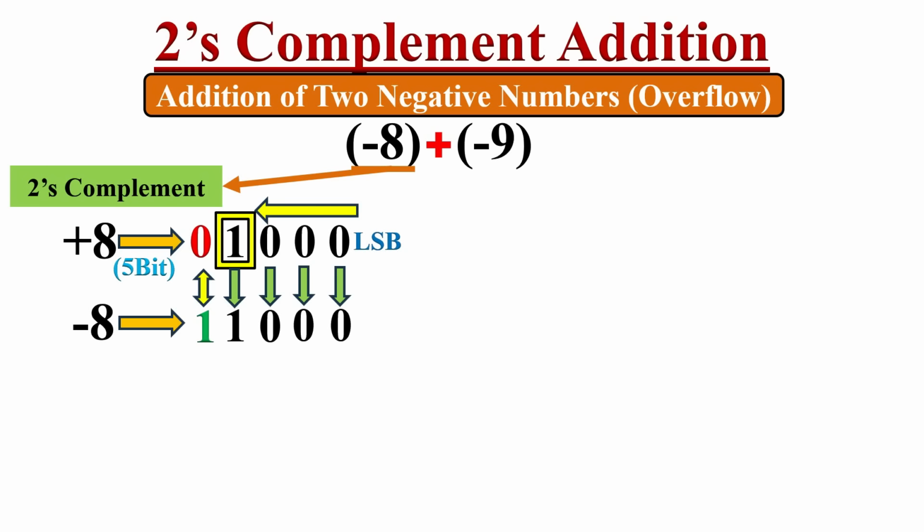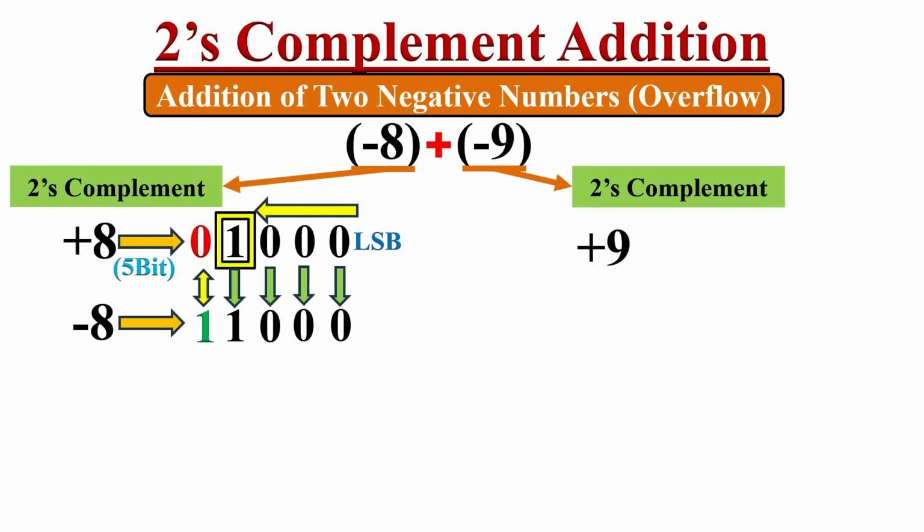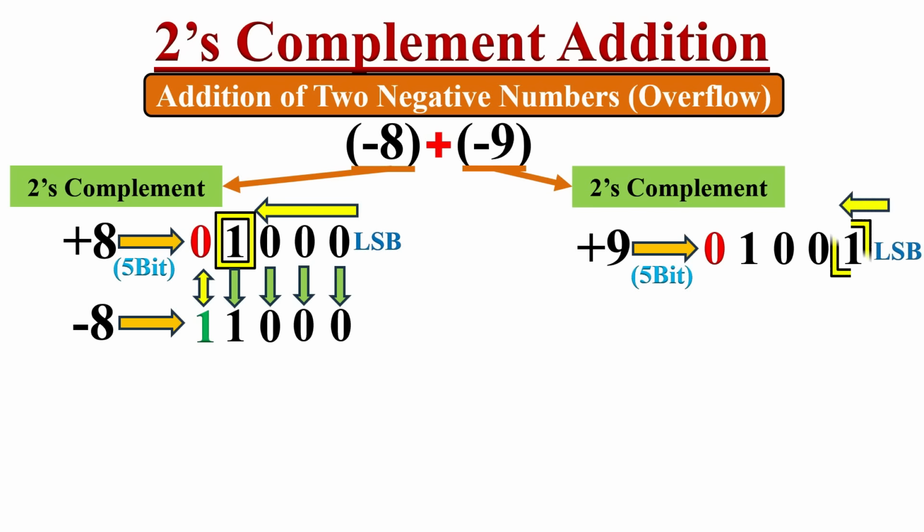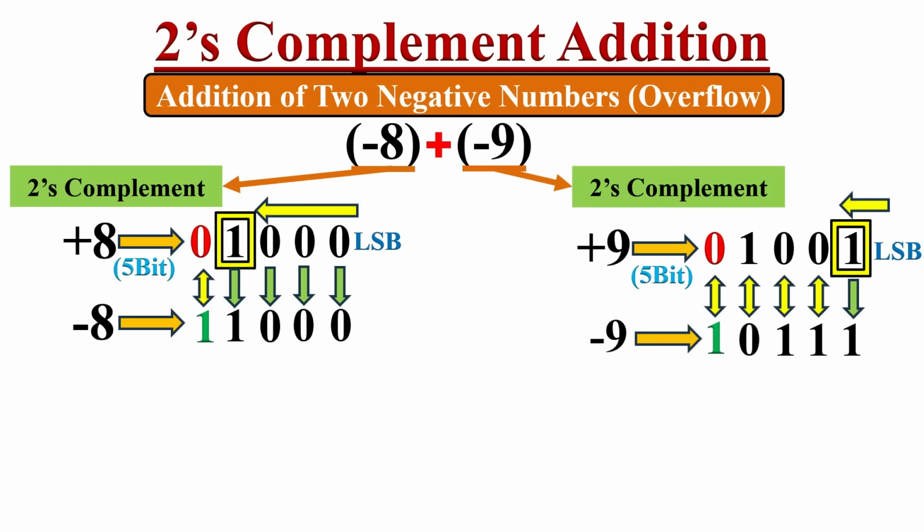Let's do the same thing with minus 9. This minus 9 is nothing but 2's complement of plus 9. In 5-bit form, plus 9 is represented as 0, 1, 0, 0, 1. Now to convert this number into 2's complement form, starting from LSB, identify the first one and copy all the bits up to this bit. Then after, invert all bits, zeros with ones and ones with zeros. The resultant binary number 10111 is the 2's complement representation of minus 9.